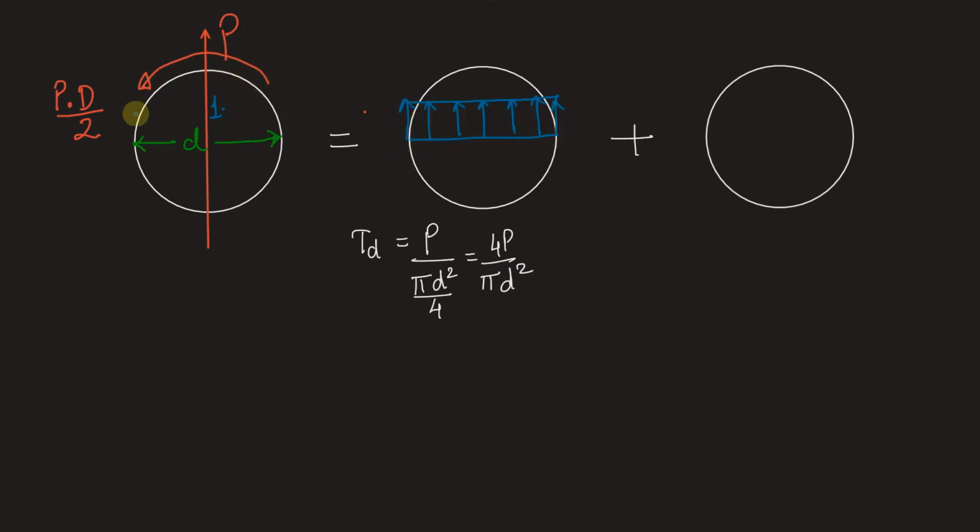Now this torque is also acting in the plane of the cross section, or tangential to the cross section. So this will also produce shear stress. The value of that shear stress will be found out from the torsional equation.